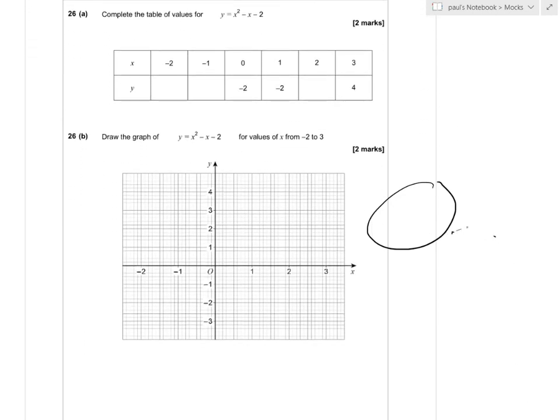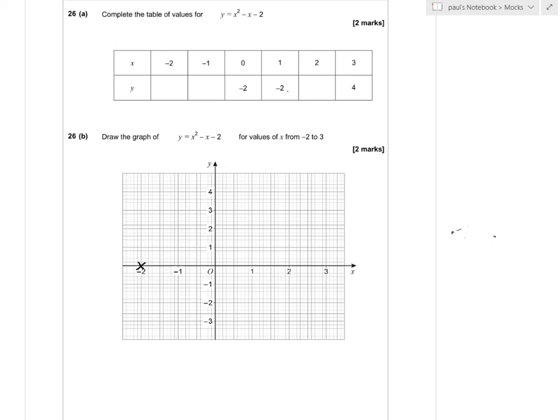Right, I don't know what's going on with all these circles and things. Anyway, y equals x squared minus x minus 2. Draw the graph. Oh, right, okay. So let's do what we know, yeah? 0 gives minus 2. So 0, minus 2 is there.